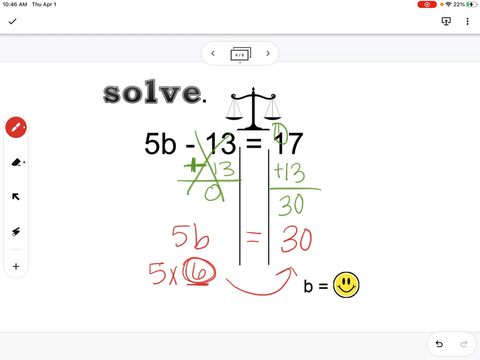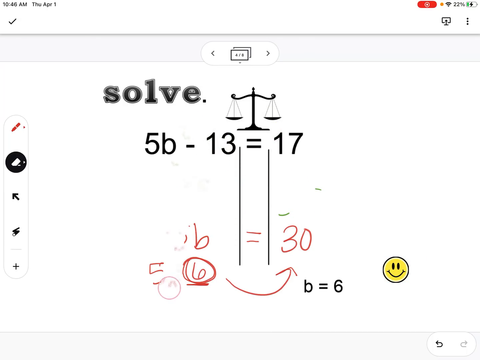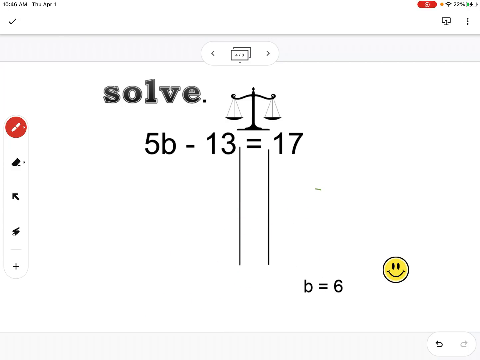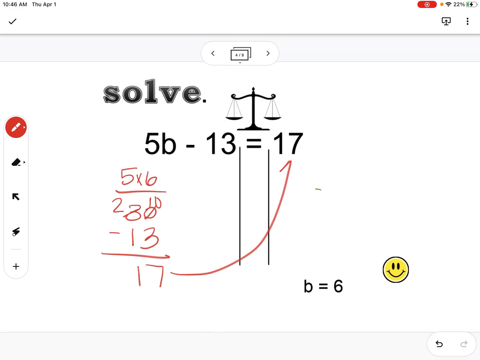6 is my answer. So I'm going to go ahead and say b equals 6. Again, I can check to see if this actually worked. I'm going to plug it in up here and see if I end up with 17. 5 times 6, I know that's 30. 30 minus 13 is indeed 17. Great, it worked.